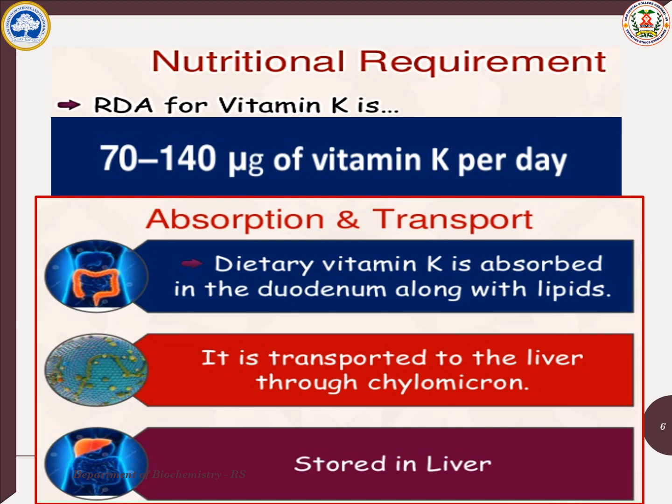Coming to the absorption and transport, once the dietary vitamin is absorbed in the duodenum, it will be carried with the lipids to the liver through chylomicrons, where in the liver it can be stored. Because fat soluble vitamins can be stored in your body, in the same way vitamin K can be stored in the liver.